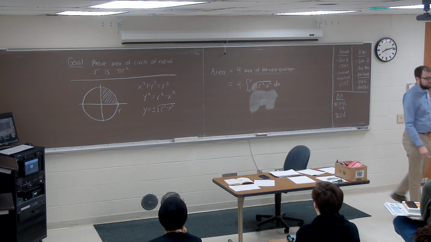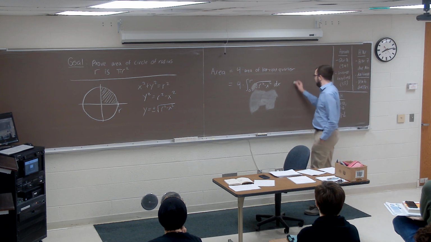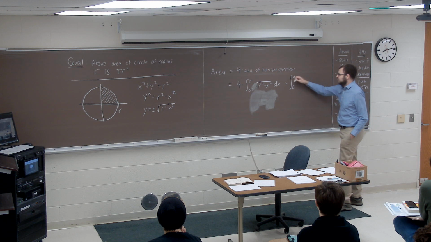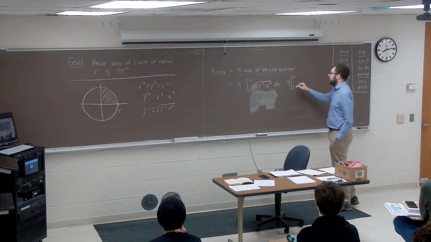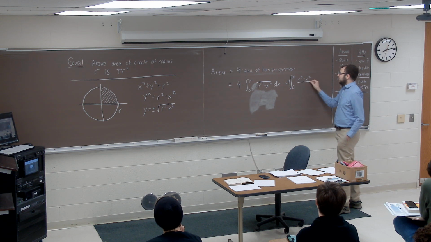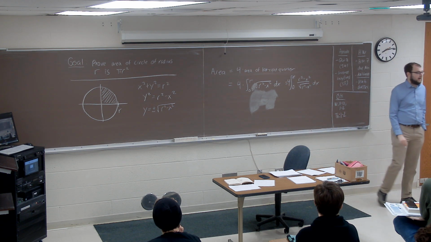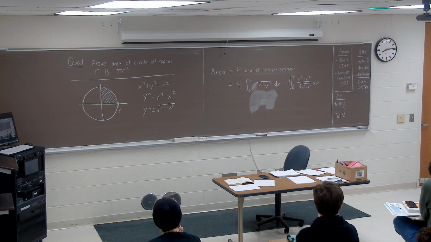I think, could you multiply it by something that equals 1? So you could multiply it by the square root of r squared minus x squared over the square root of r squared minus x squared. Okay, so that would transform it into r squared minus x squared over the square root of r squared minus x squared. Does that look any easier to integrate?